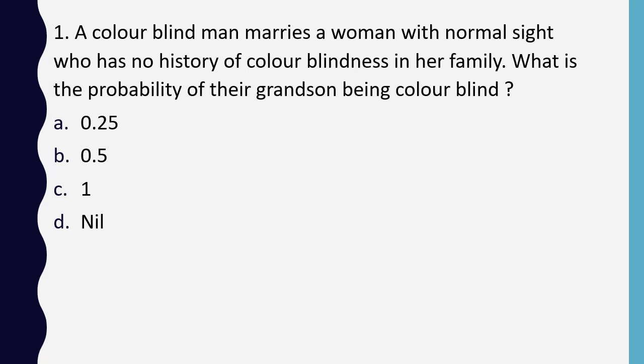Question number 1. A colorblind man marries a woman with normal eyesight who has no history of colorblindness in her family. What is the probability of their grandson being colorblind? 0.25, 0.5, 1, nil. Correct answer is option D, nil.